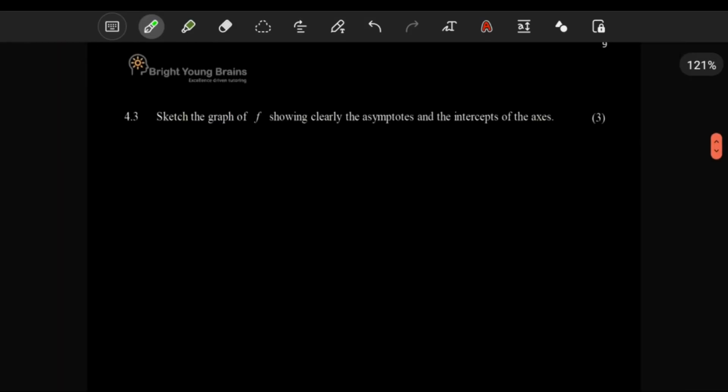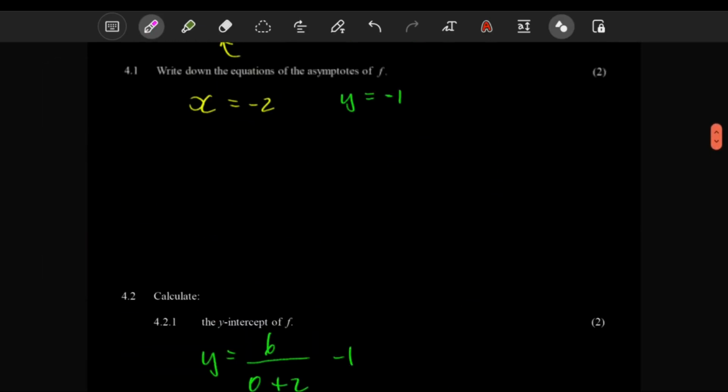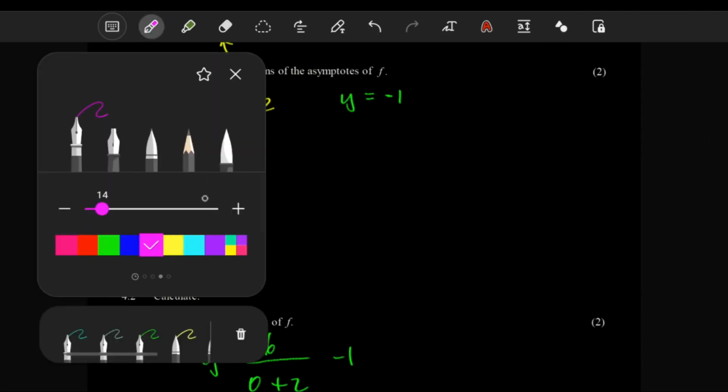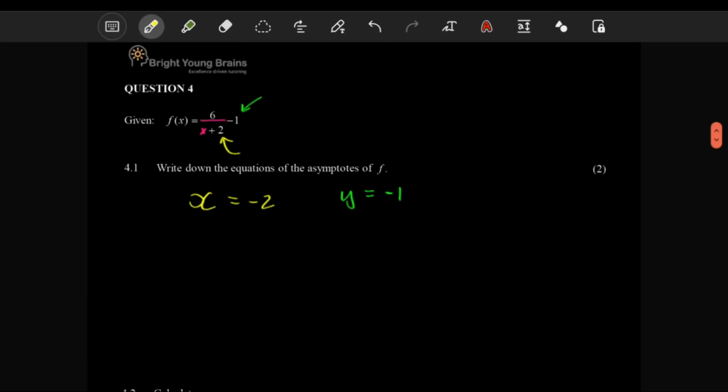For 3 marks here, they want us to sketch the graph clearly showing the asymptotes and the intercepts with the axes. Drawing this is not going to be too difficult. You draw your Cartesian plane. When sketching a hyperbola, always do your asymptotes first. The first asymptote is x is equal to -2, because you always take the opposite.